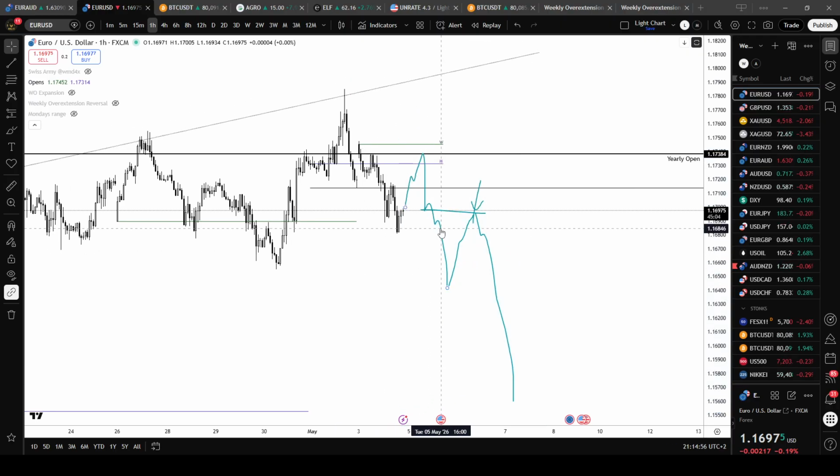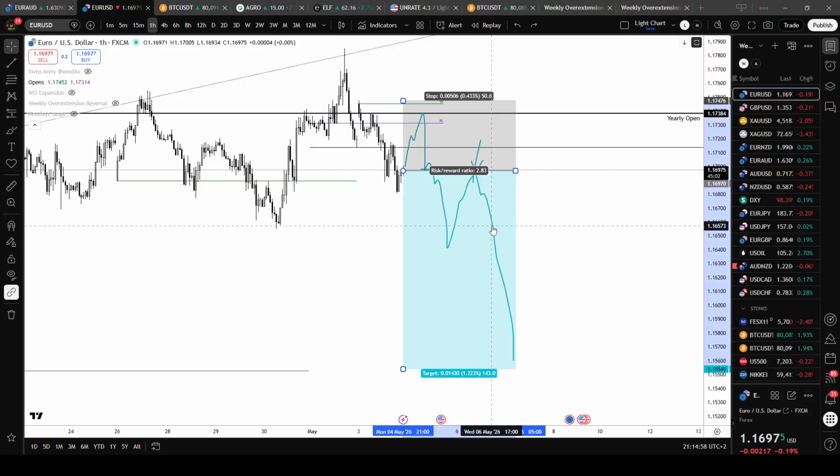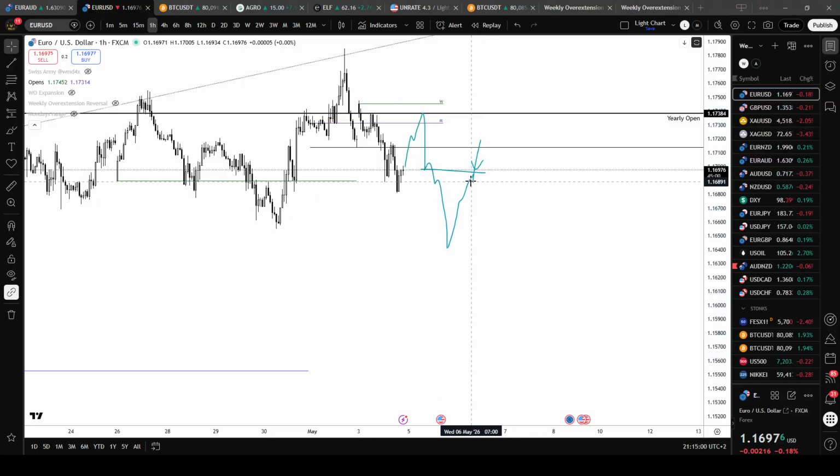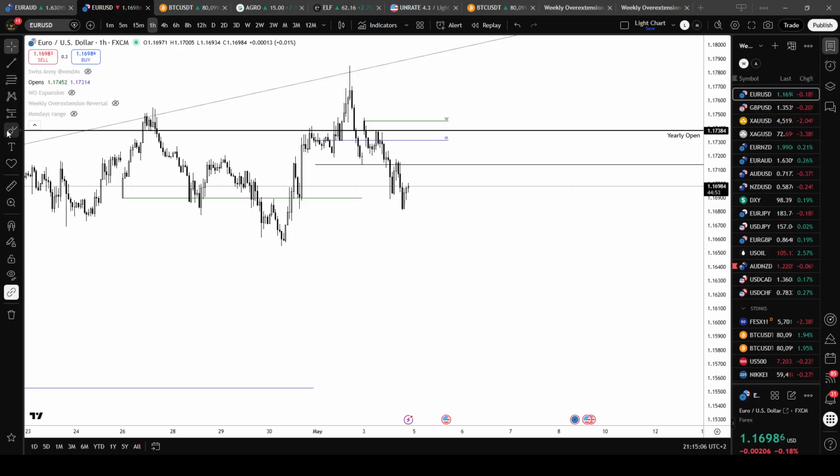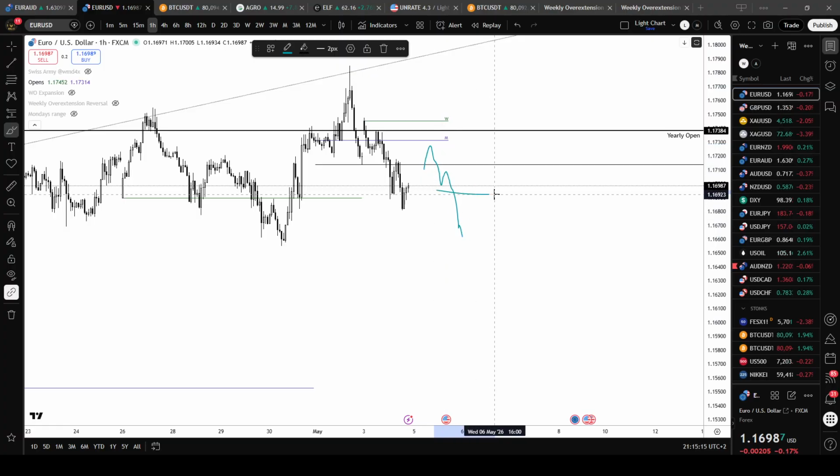So yeah, that's my plan on the euro. In short, I just want to see more bearish price action around here, maybe come in short on a retest.